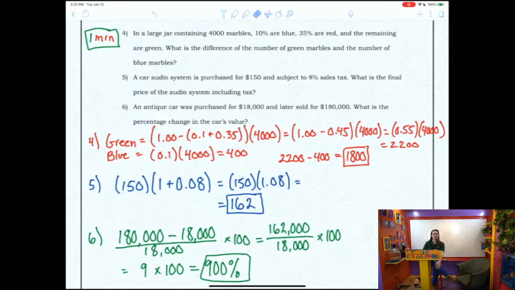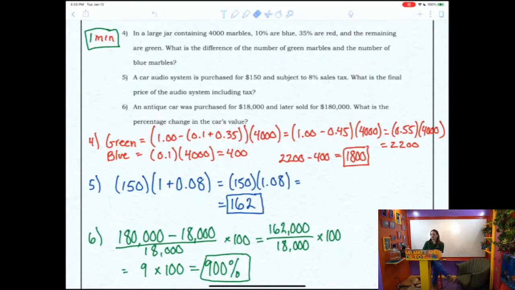So we're going to take 1.00, the decimal version of 100%, minus 0.45. That's going to give us 0.55. So 0.55 times 4,000 is 2,200. So there's going to be 2,200 green marbles. 10% of 4,000 gives us 400 blue marbles. The difference represents the operation of subtraction. So if we take 2,200 minus 400, we get 1,800, which is the answer to number 4.